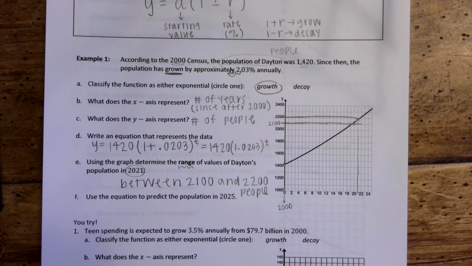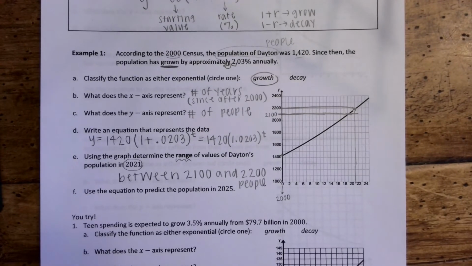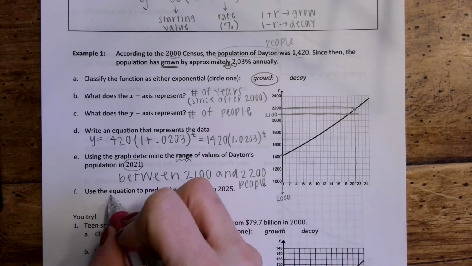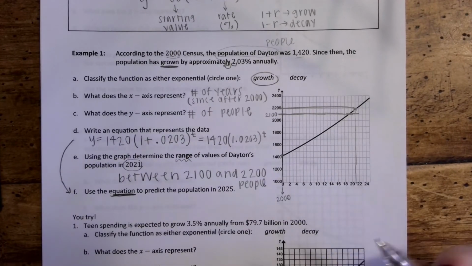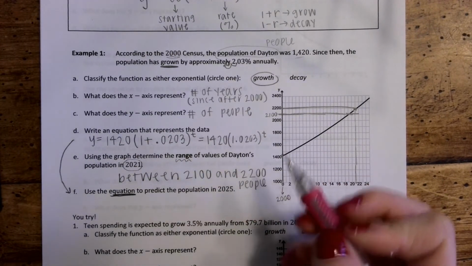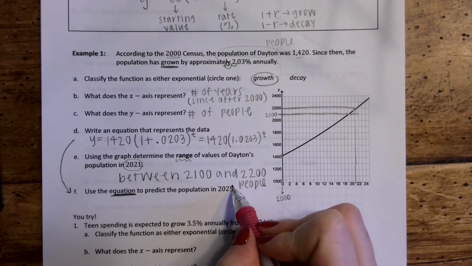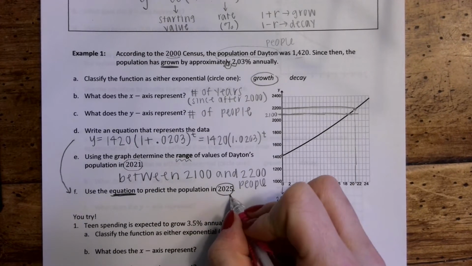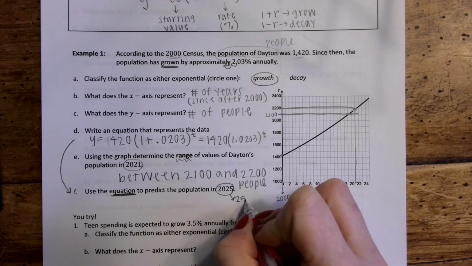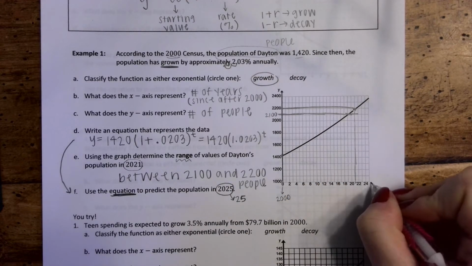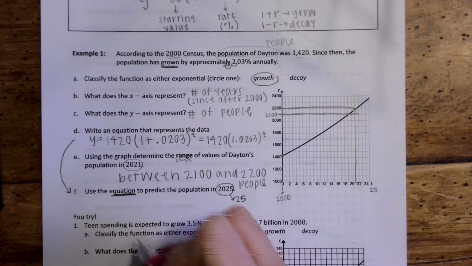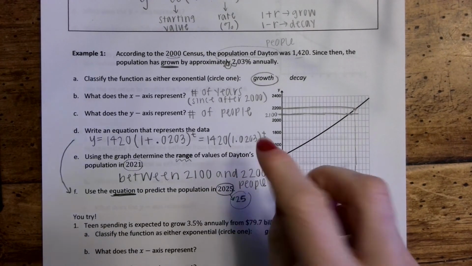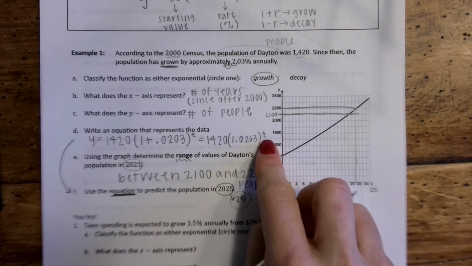And the last part here in part F, they want me to use the equation to make a prediction. So I'm using the equation that I had in part D. I'm going to take this equation here, and it's looking for the population in 2025, which would be 25 years after my starting value. It would be right over here on my graph, but it's too far over. And I'm just going to take that 25 and plug it into t in the equation.